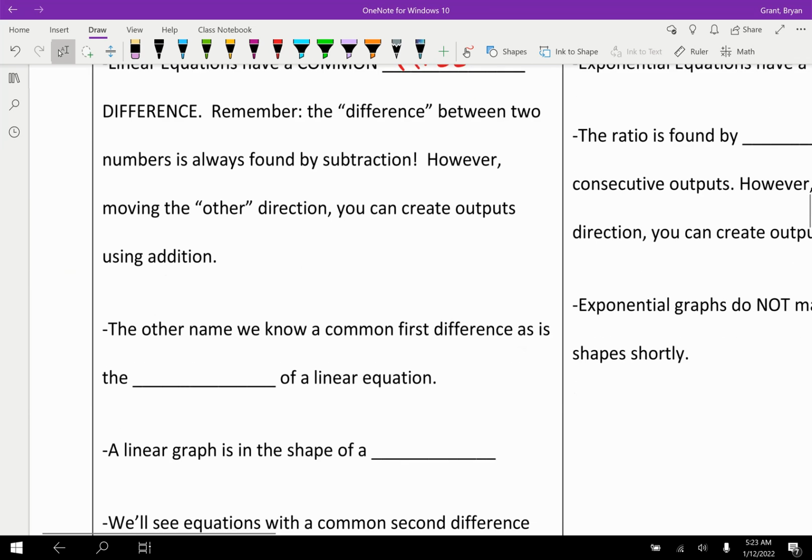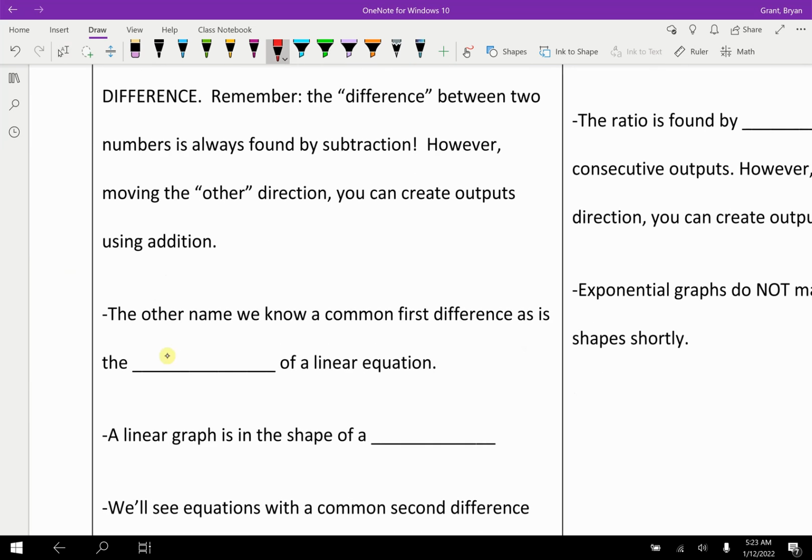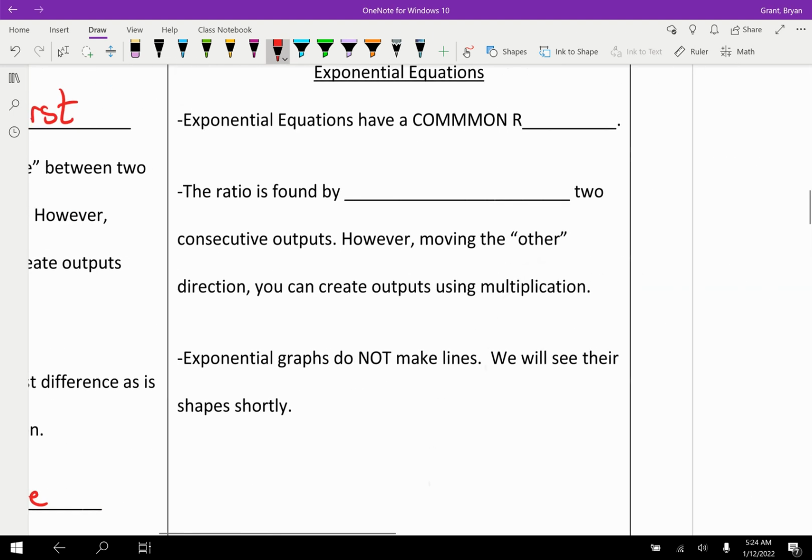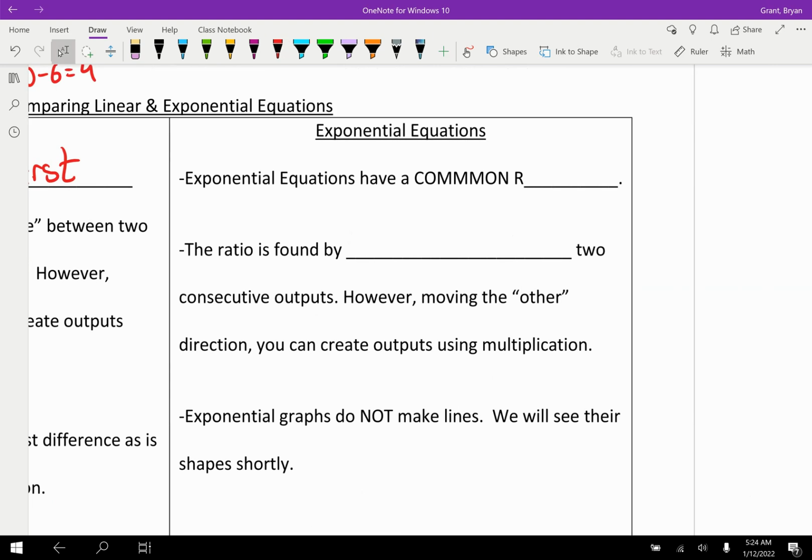and the other name that we know the common first difference by is the slope or rate of change of a linear equation. A linear graph is in the shape of a line, and we'll see equations with a common second difference. We'll understand why we use first and second difference later this semester. However, that's a pretty steep or sharp contrast to exponential equations.